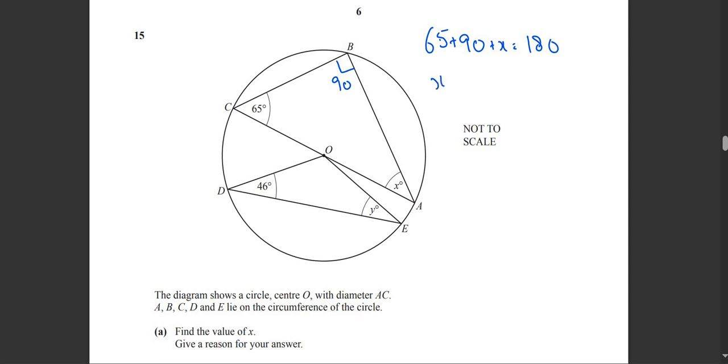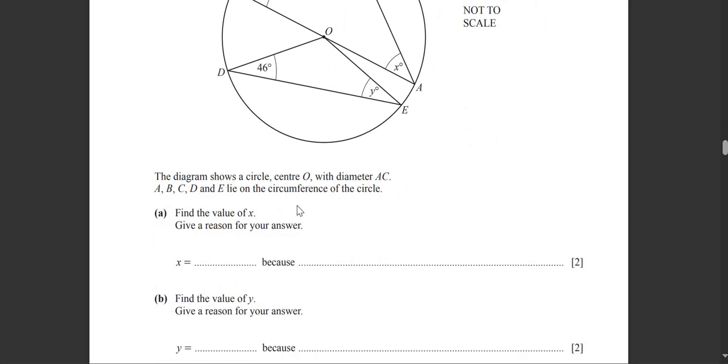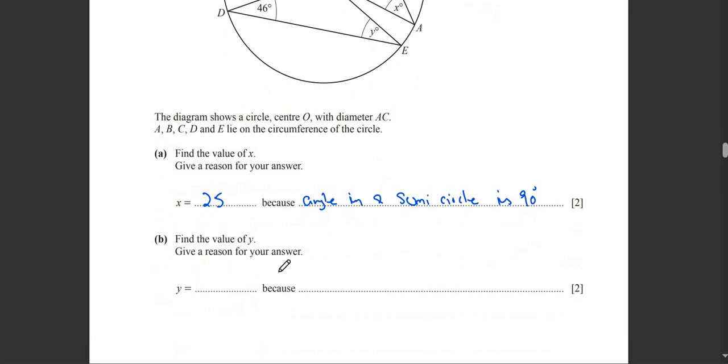And then x is equal to 180 minus 65 minus 90. So x actually is equal to 25. So we have to give a reason. So x is equal to 25 because angle in a semicircle is 90 degrees.